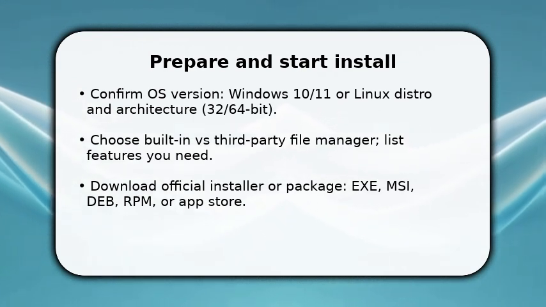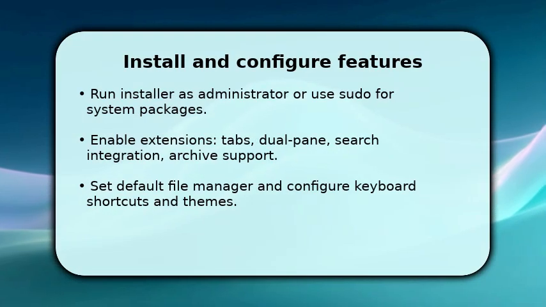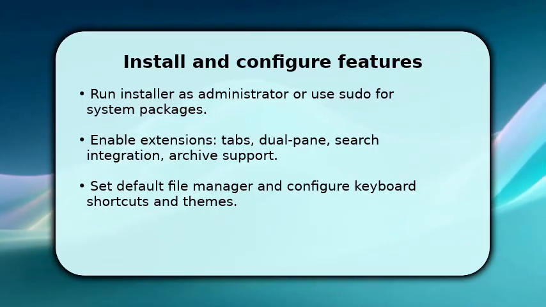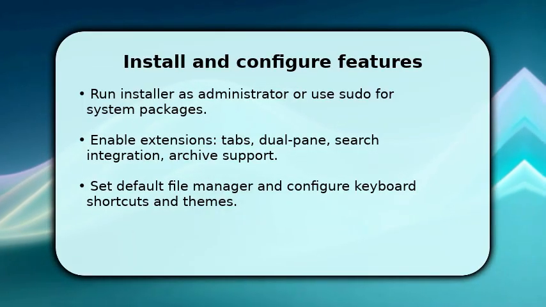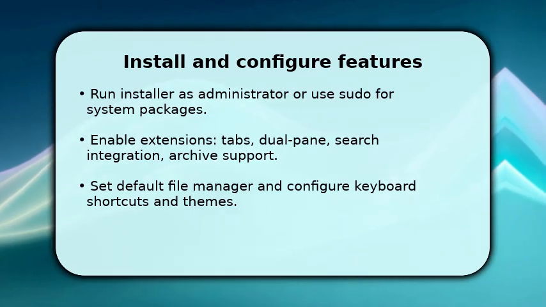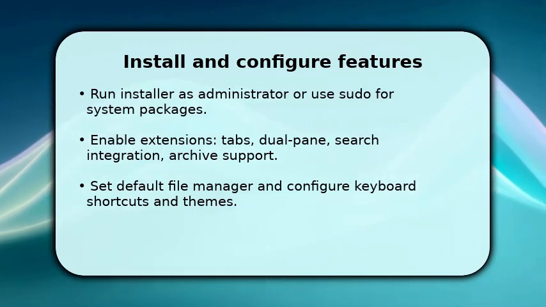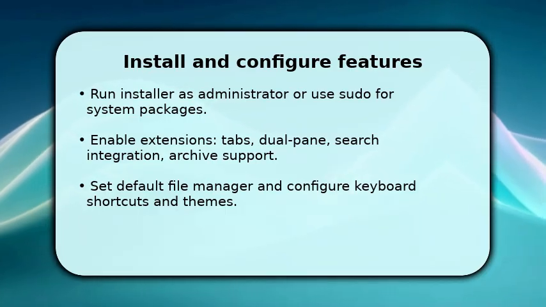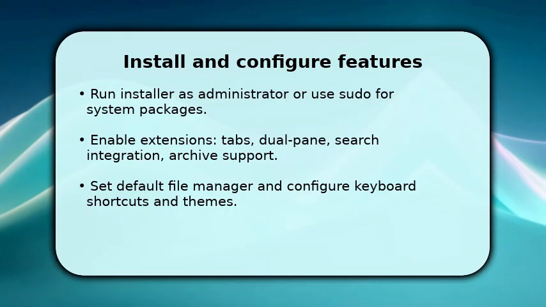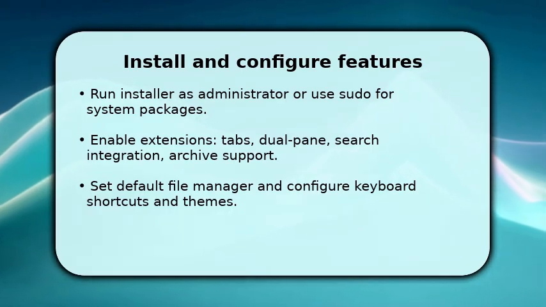The installation step: run the installer with elevated rights so file associations and shell extensions install correctly. During setup, enable key features: tabs for multi-folder work, dual pane for fast transfers, archive handling, and external tool integration. These speed common tasks. Once installed, set the new program as the default file manager to open folders from apps.